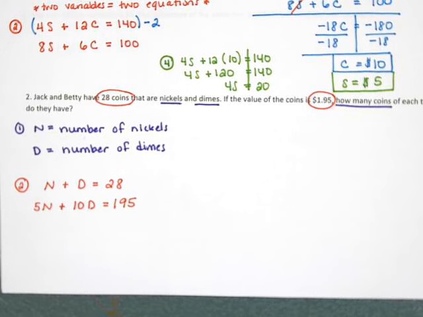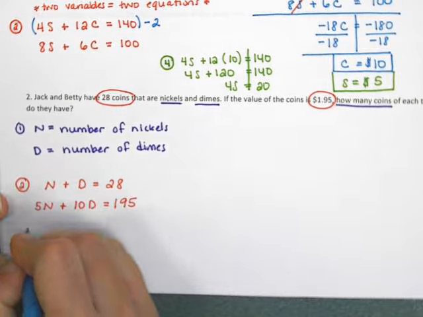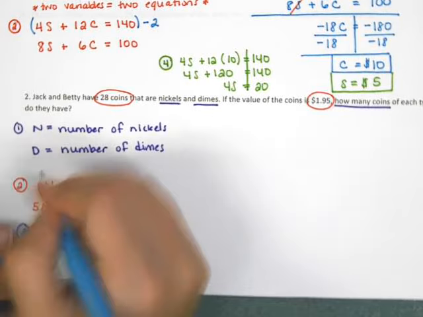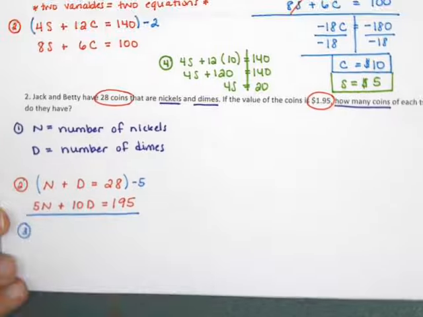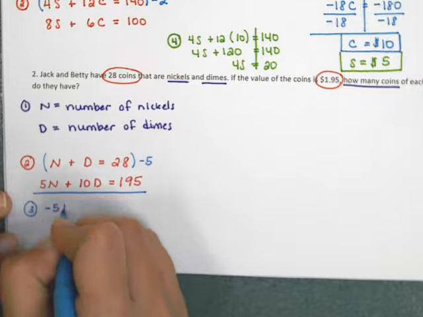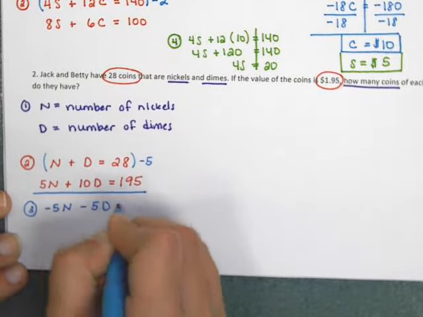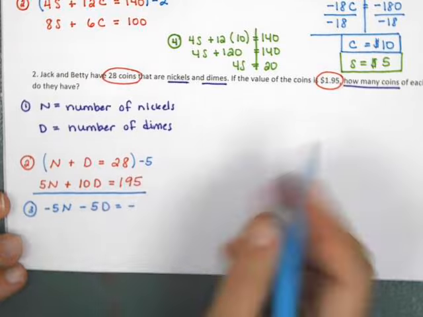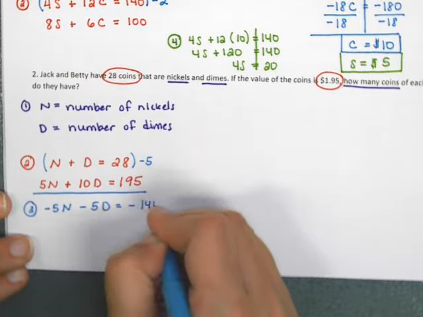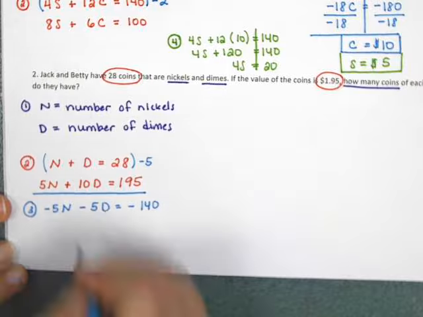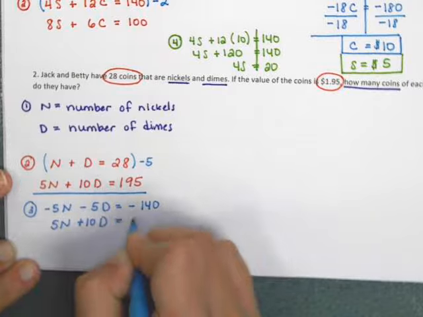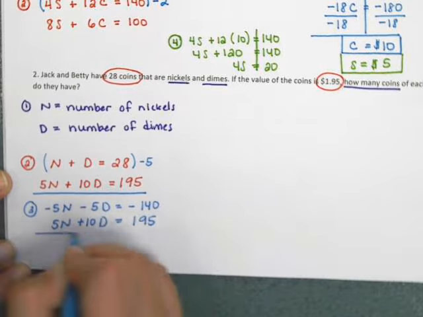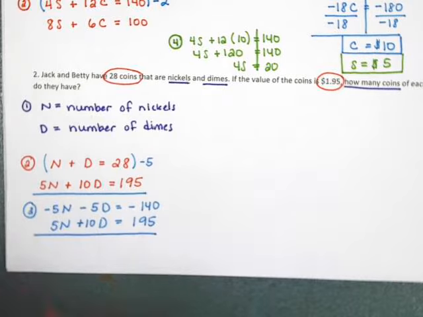Now I'm going to solve using either substitution or elimination because the N's are lined up and the D's are lined up and the equals are lined up and everything is lined up. I'm going to multiply the first equation by -5 and use elimination, because that's going to make the N's cancel. So I get -5N minus 5D equals -140. And then I have 5N plus 10D equals 195, which means the N's are going to cancel.